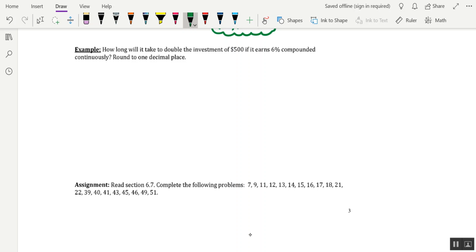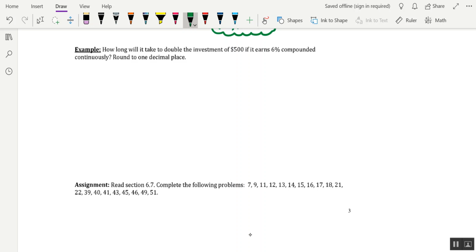Welcome to another video where we are talking about continuous interest, where we want to figure out how long it takes to double an investment that's earning 6% APR compounded continuously, with an initial investment of $500. So we want to figure out how long it would take for $500 to double.